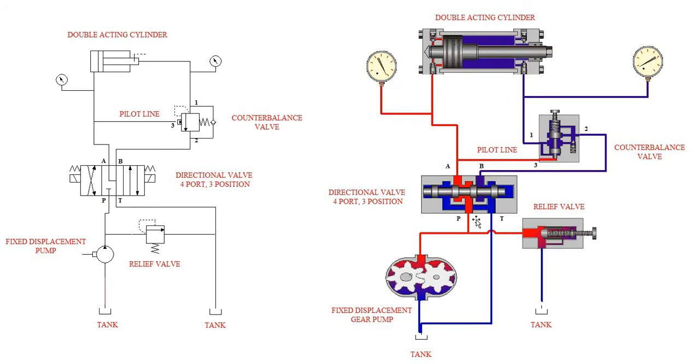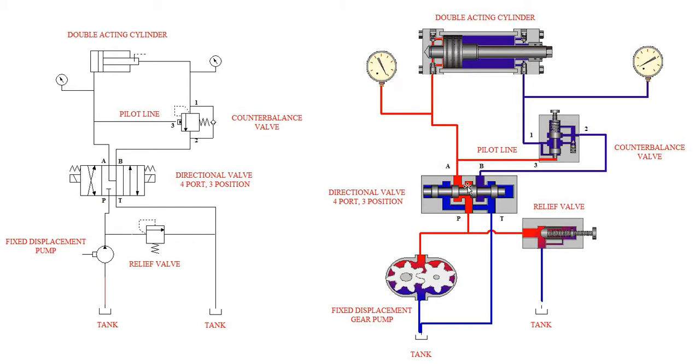Now in this frame, this is where things start to happen. Our spool here has shifted to the left, which schematically would correlate with this solenoid being energized. Shifting this way, P port goes to A, B port goes to T. So let's see how that correlates here.